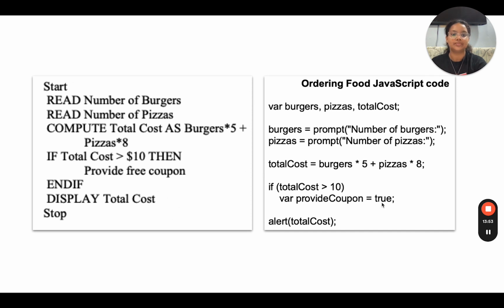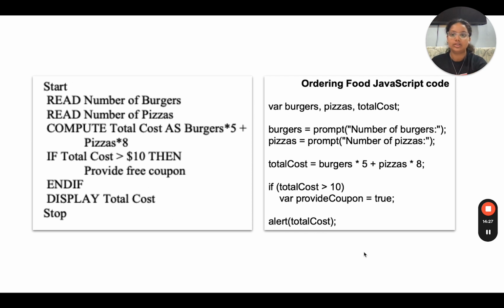And to replicate that, we made a variable called provide coupon, and we set it equal to true. So now whenever you set something to true, you can only also set it to false. Now you can't change it to a number and a string and a word or something like that. Once you set it to true, it can either just be changed to false or just stay as true. Here, it's not being changed to false ever. It's just going to be set to true or set to nothing at all. And then you're going to alert total cost, so like display total cost. And then at the end, you also have your closing script tag.